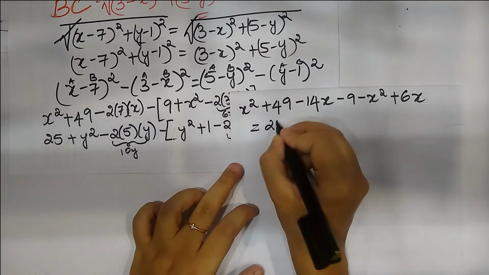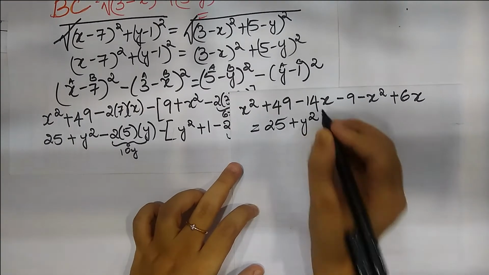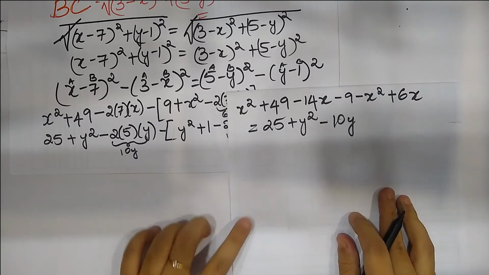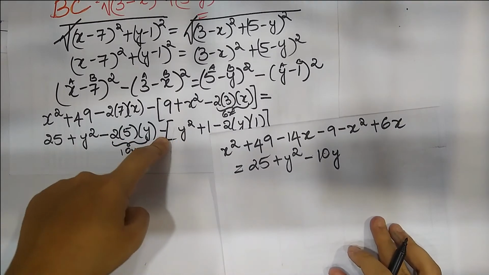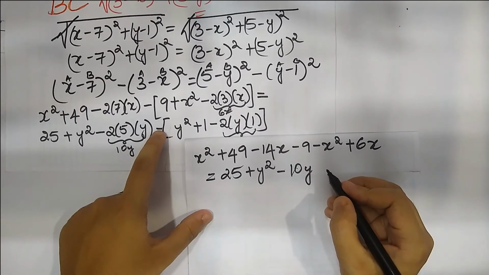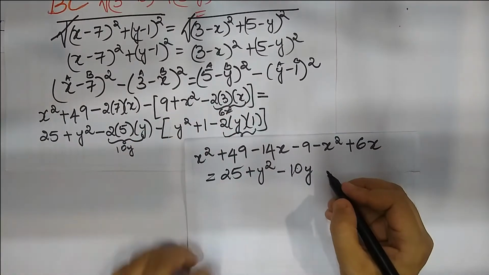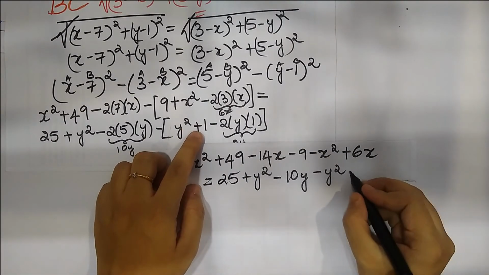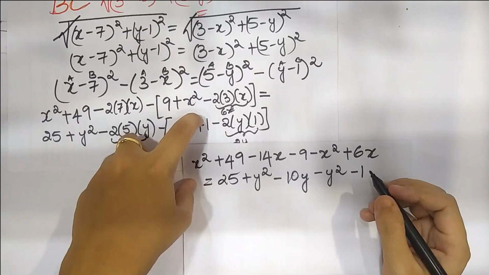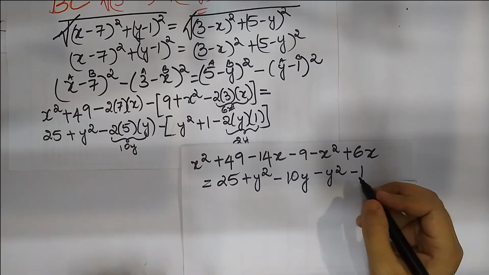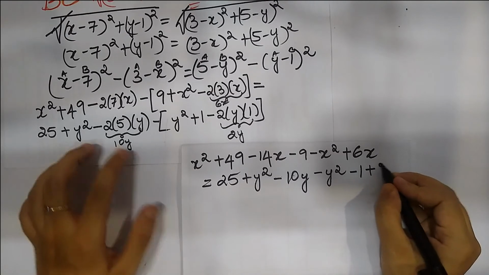Now that will be equal to 25 plus y square minus, we already know that this is 10y. Then we have minus, and then after that we have a square bracket. So what do we do here? Multiply this minus with the variable and the numbers inside. So we have minus y square. Then we have a minus 1. Minus got multiplied with plus, so it became minus 1. Now when minus gets multiplied with minus, we get a positive sign. So positive 2 and 2y.